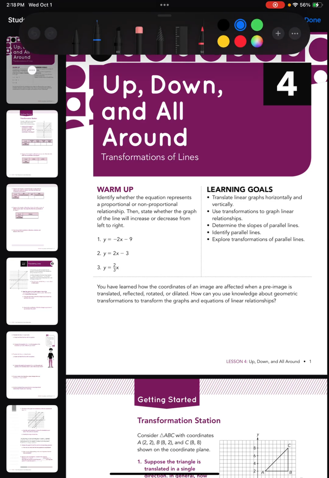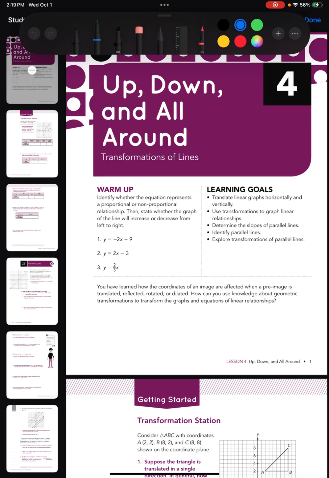All right, looking at our lesson 4 here about transformations of lines today. On the warm-up, it just says identify whether the equation represents a proportional or non-proportional relationship. Then state whether the graph of the line will increase or decrease left to right. All right, so remember, proportional relationship, we talk about direct variation, varying directly, has to go through (0, 0).